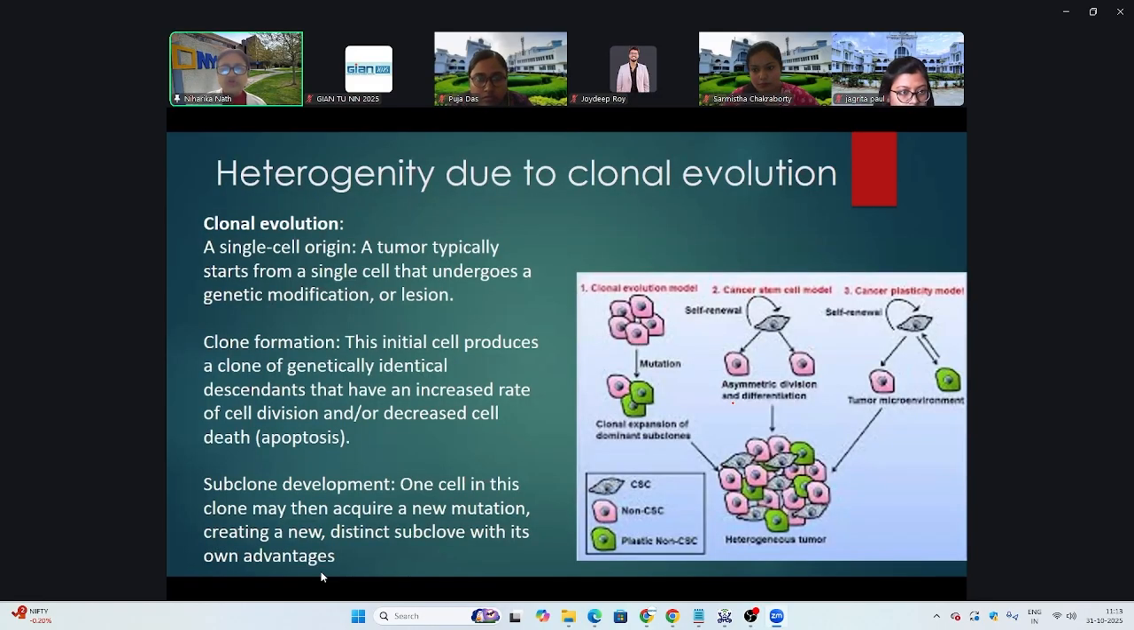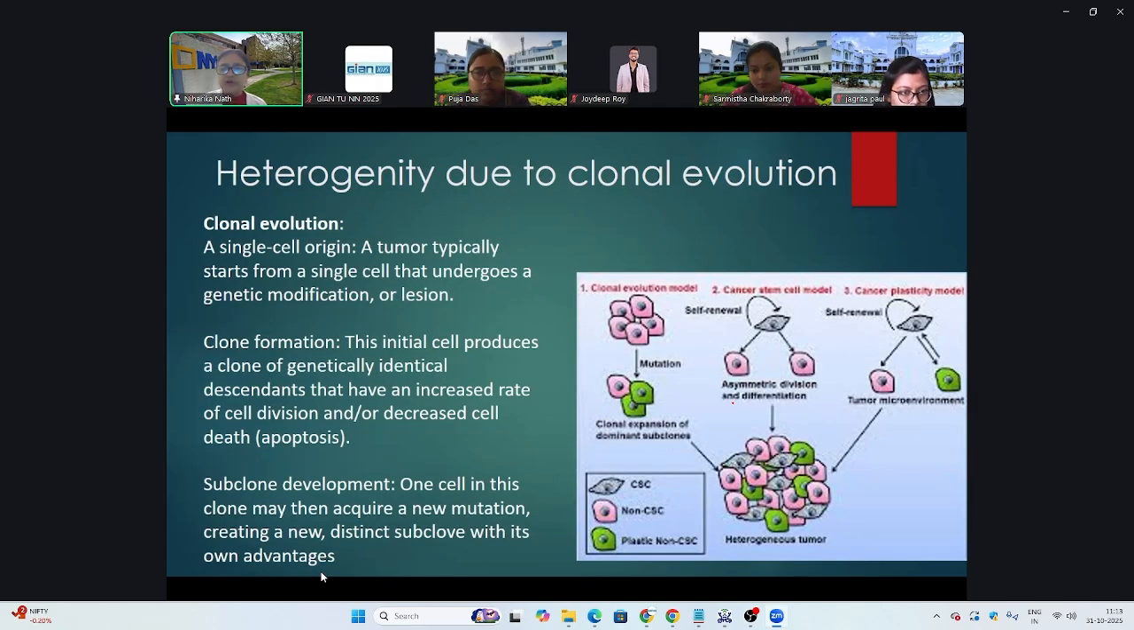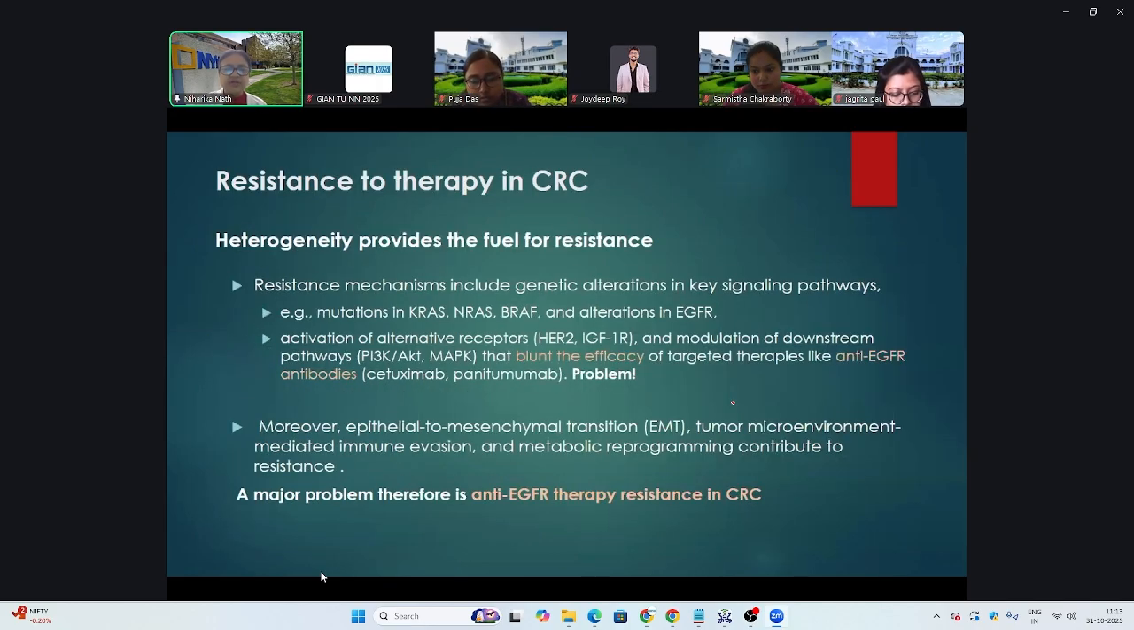All right, we just talked about clonal evolution, so I don't need to talk about that again. I just wanted to say, how do you get resistance to therapy? Well, the resistance to therapy is because of this clonal evolution. It's because there are different mutations, like I said. So I explained that, and all these genetic alterations lead to resistance to therapy.